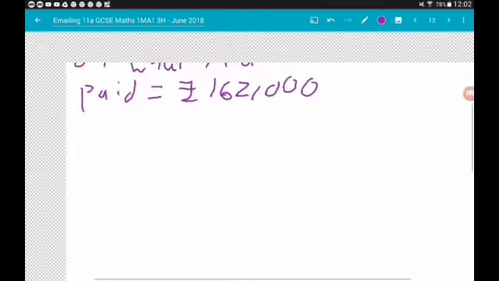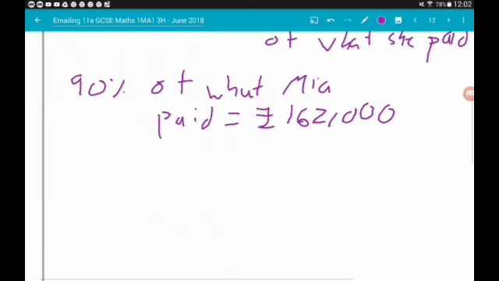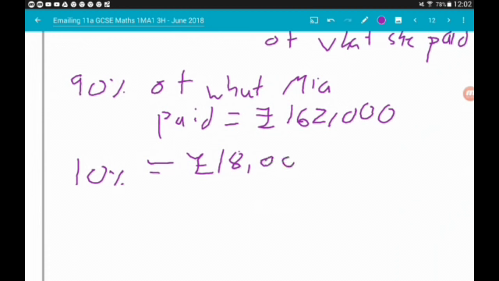So if we divide by 9, we would get 10% was £18,000, so 100% is £180,000.